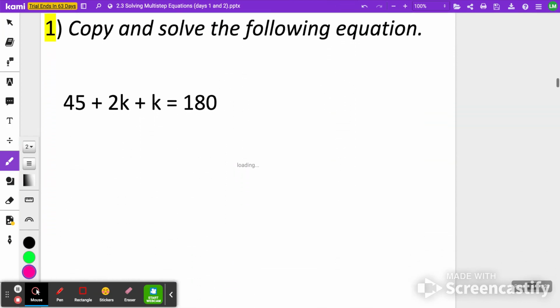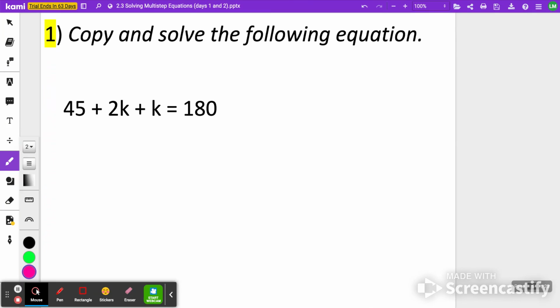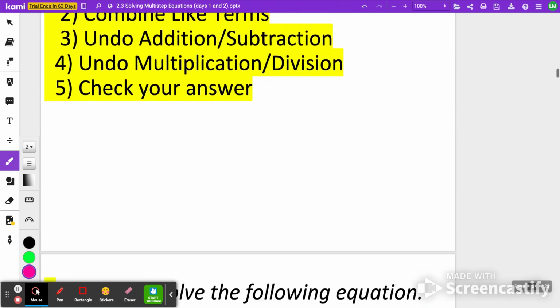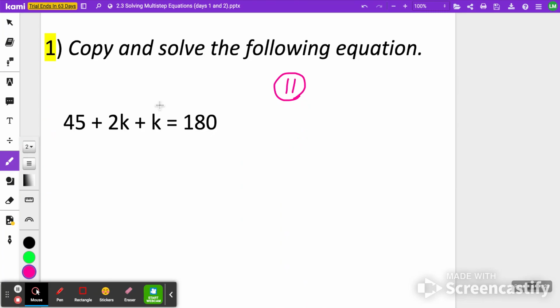So here is question 1. It says copy and solve the following equation. Again, you can pause the video now and try this on your own, or if you want to write it down first and then work it out with me, you can. Otherwise, let's get going. The first thing from our steps was to distribute. So with this one though, there's nothing to distribute, and we'll see probably that more in an example too.